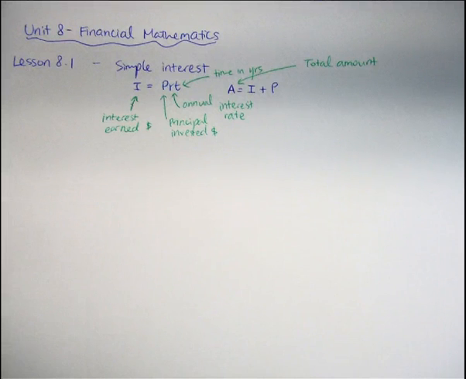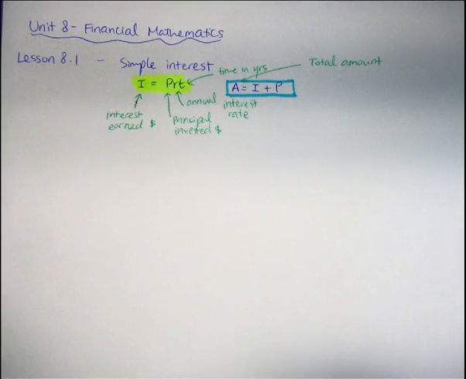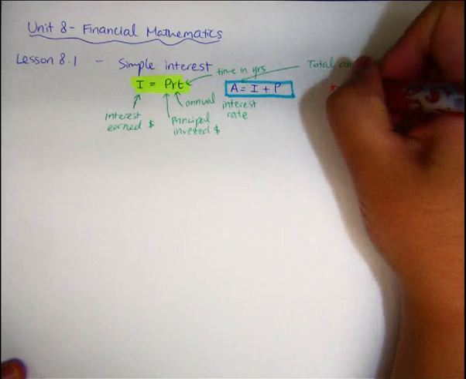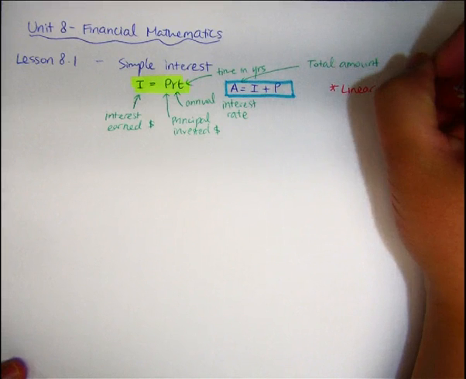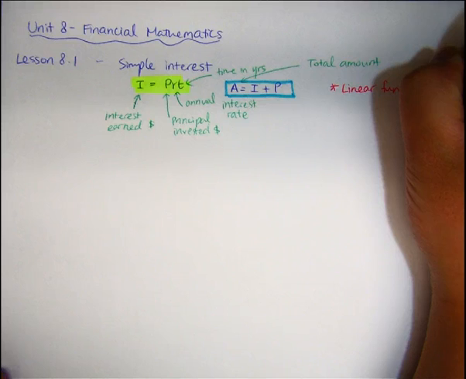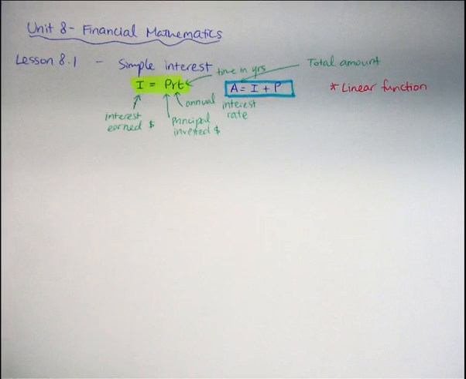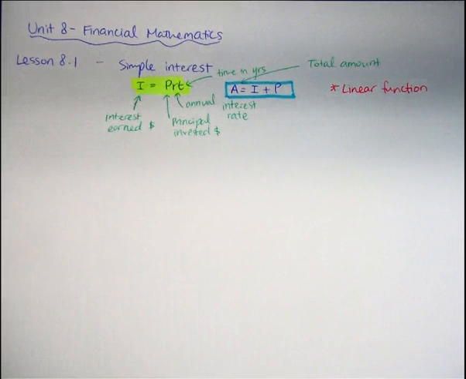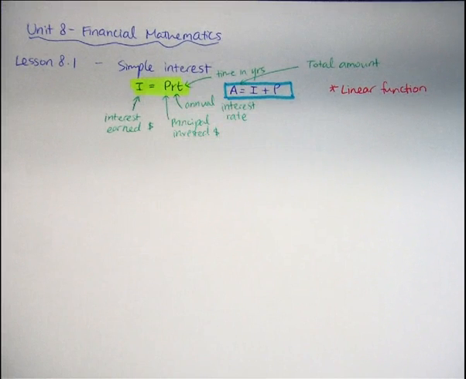You might want to just highlight those two. And remember that simple interest is represented by a linear function, so there's a linear relationship between time and the amount of interest that's earned, and also between time and the total worth of the investment.